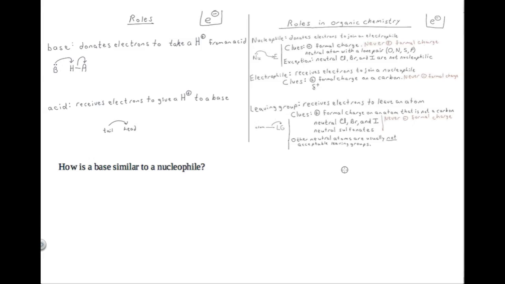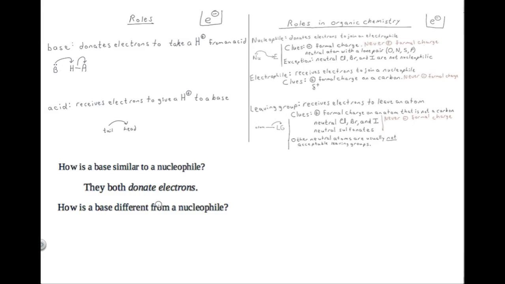It's crucial to understand the similarities and differences between a base and a nucleophile. Why do I say that a base is similar to a nucleophile? How is a base similar to a nucleophile? Remember that each time I ask a question, I really hope that you're pausing the video and coming up with an answer. Did you answer this? The answer is that both a base and a nucleophile donate electrons. A base and a nucleophile both donate electrons. That's how they're similar. Well, there must be some way that they're different.